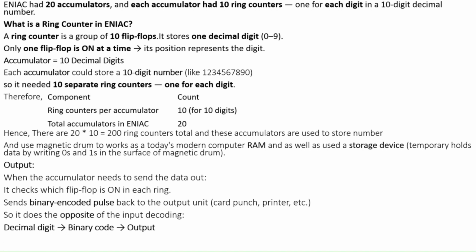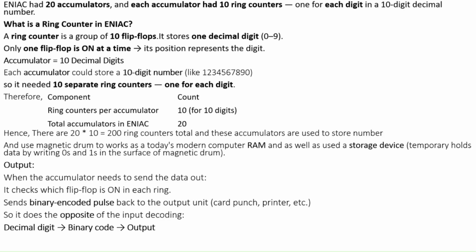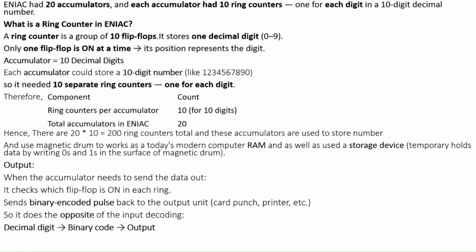Actually, it's more tricky, and we do not need to get in depth on this topic because in one video it is nearly not possible to cover all those topics. The few things we have to know are what a register is, what an accumulator is, what a flip-flop is and how it works, and what ring counters are. So an accumulator is a type of register, and there are 20 accumulators. That means 20 registers, and each register has 10 ring counters, and those ring counters have flip-flops, which are used to store one decimal digit.